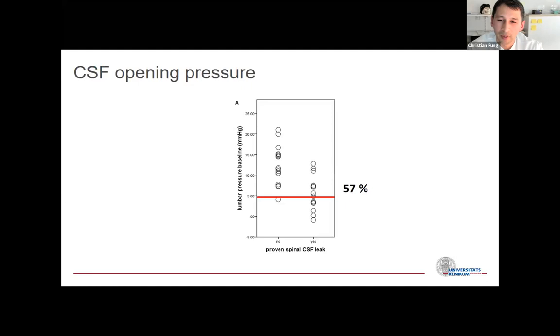And coming back to the diagnostic criteria from the International Classification of Headache Disorders, it says that patients need to have a low opening pressure. 6 centimeters of water is the cutoff value. And looking at our cohort, these were the first patients from this previously mentioned publication. In patients that have a proven spinal CSF leak, you can see here the opening pressure being measured during lumbar infusion test, a little less than 5 millimeters of mercury is the cutoff value. And you can see that almost 60% of patients have an opening pressure that's higher than the suggested cutoff value by the International Classification of Headache Disorders. So using the opening pressure by itself is probably not the proper way to diagnose spontaneous intracranial hypotension when having a look at the CSF parameters.